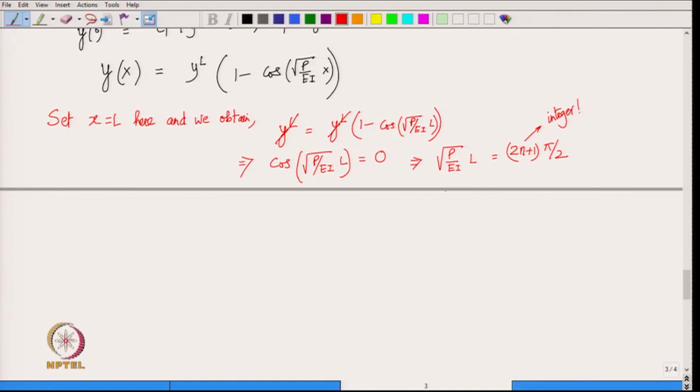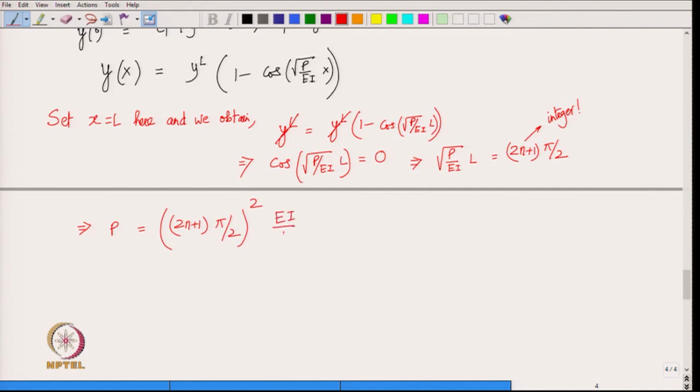Correct. So, from here we get what should be this load P. So, this implies this load P is actually (2n plus 1) pi by 2 whole square into E I over L square. So, that is the formula for your buckling load. Okay. So, there are actually many buckling loads. You set different n's, n equal to 0, n equal to 1, 2, 3, 4, 5, 6, you get those buckling loads. And what is the smallest buckling load? That is when n is equal to 0.